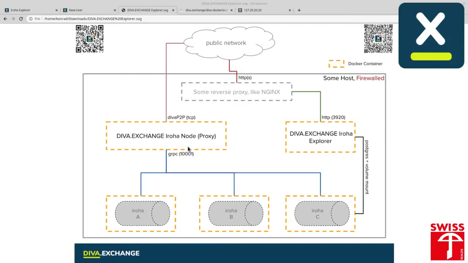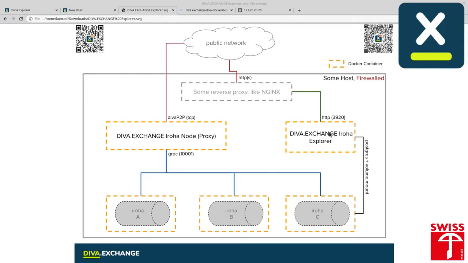Additionally, on top there sits a so-called diva.exchange Iroha node proxy, which gives us the possibility to connect via peer-to-peer to other Iroha nodes distributed over the public network. Right, but this is Diva specific, it's very cool, but this is not the topic of this specific session here. Here we're going to take a close look at the diva.exchange Iroha blockchain explorer.